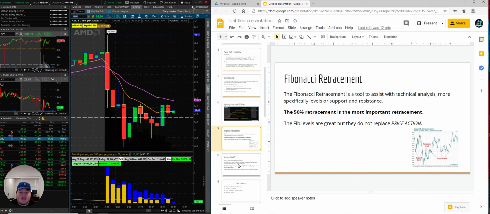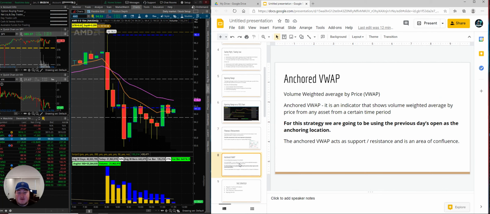The Fibonacci retracement is a tool to assist with technical analysis, more specifically levels of support and resistance. So it is based off price action over time. Anchored VWAP. VWAP is the volume weighted average price. The anchored VWAP is an indicator that shows the volume weighted average price, but from a certain point.